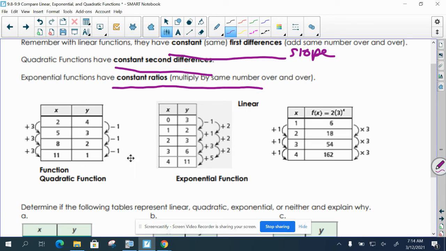So in these examples here, it shows you the first difference. As long as the x is consistent, then you can compare the y's. And since you're subtracting 1, that means it's linear. Oh, wait a minute.